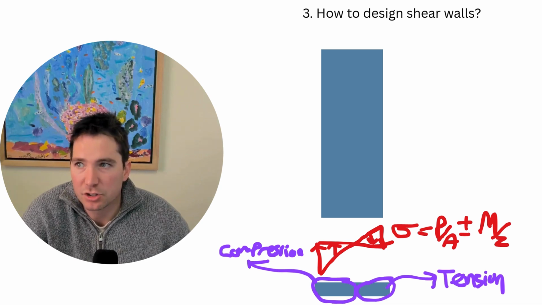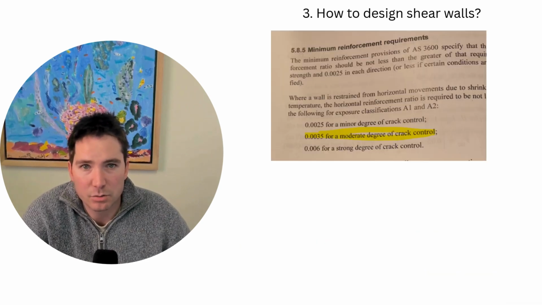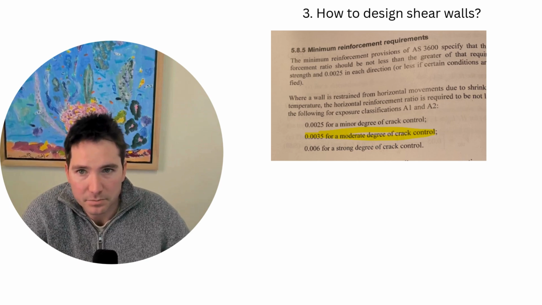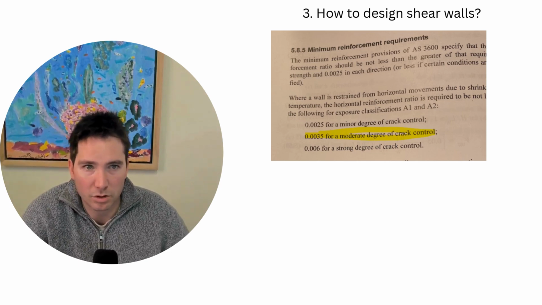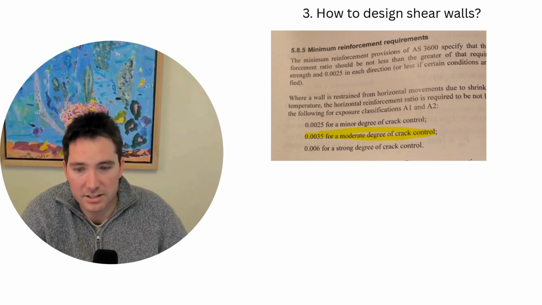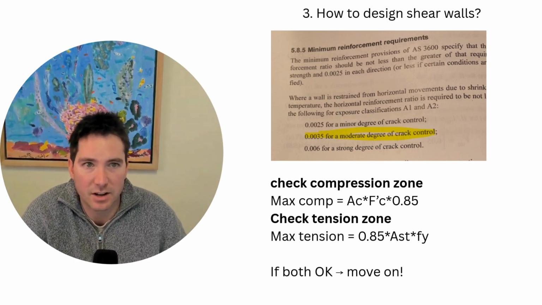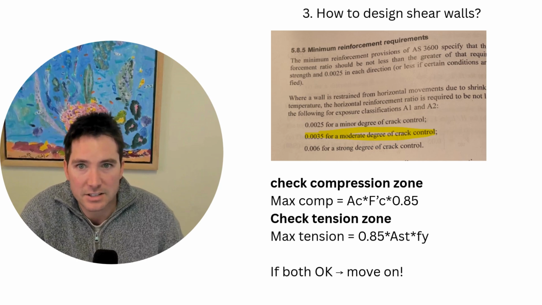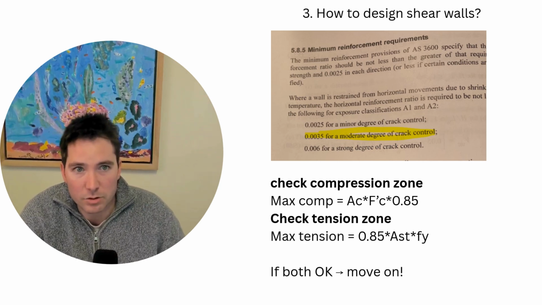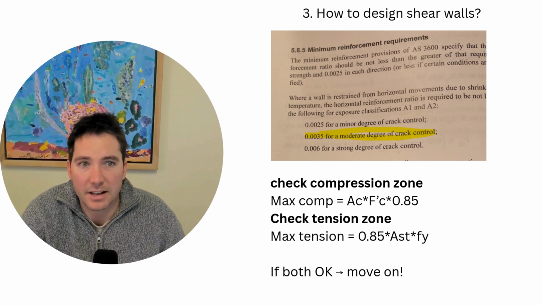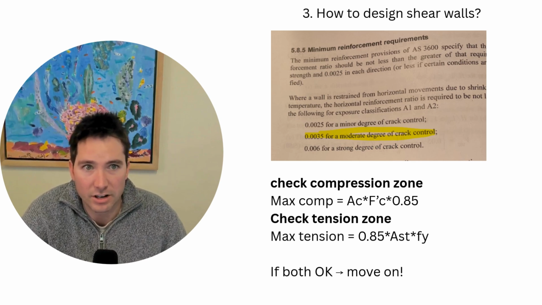I typically just choose, say, a moderate degree of crack control, which is like 0.35% of steel reinforcement in the wall. We're looking at the vertical steel reinforcement in this instance, and then I'll check if that satisfies the area of steel reinforcement required. And then again, check the concrete in compression.